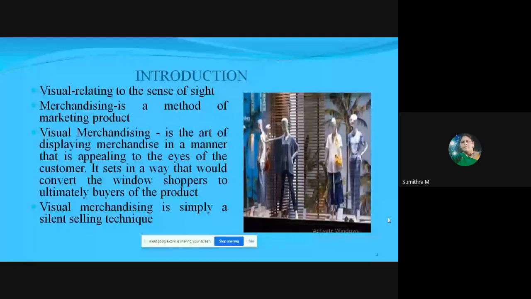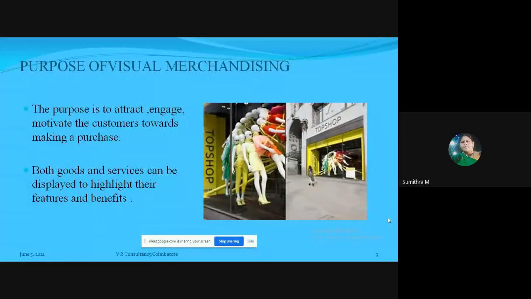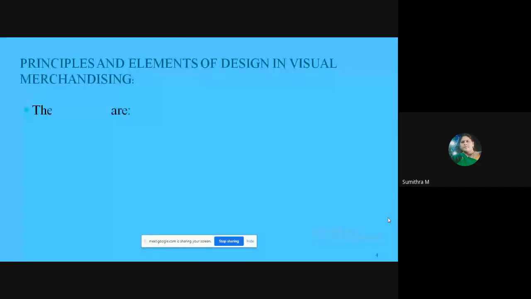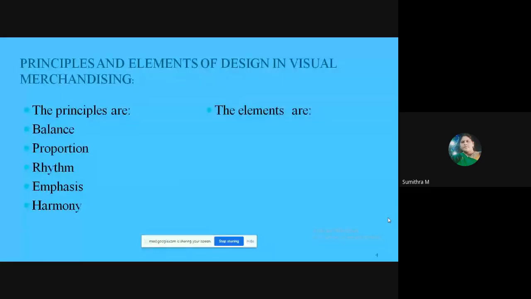The purpose of visual merchandising is to attract, engage, and motivate the customers towards making a purchase. Both goods and services can be displayed to highlight their features and benefits. Principles and elements of design in visual merchandising. The principles are balance, proportion, rhythm, emphasis, and harmony. And the elements of visual merchandising are line, shape, form, size, texture, and color.